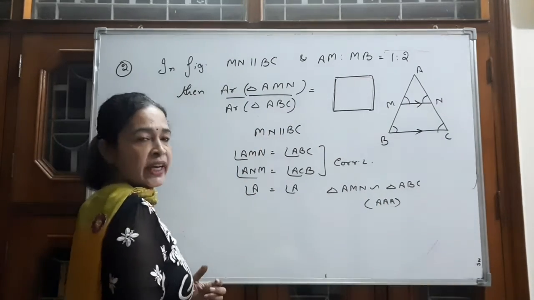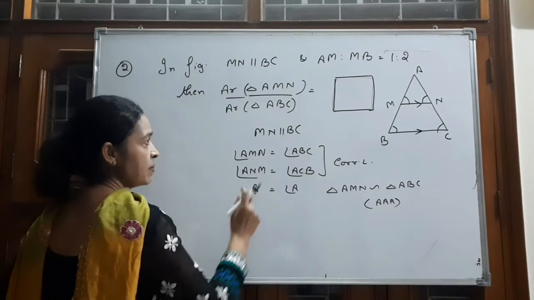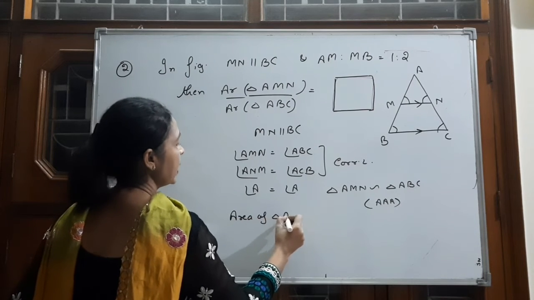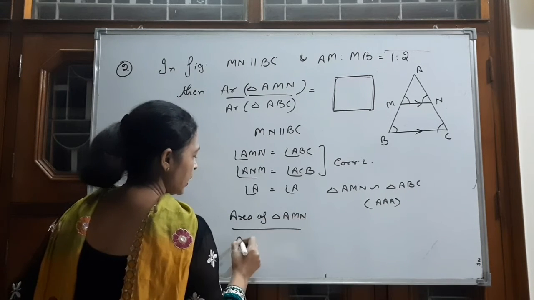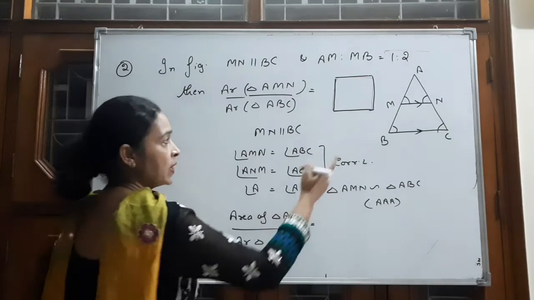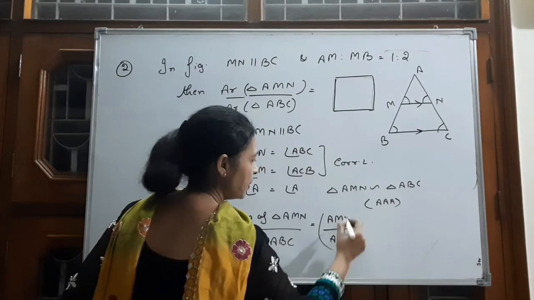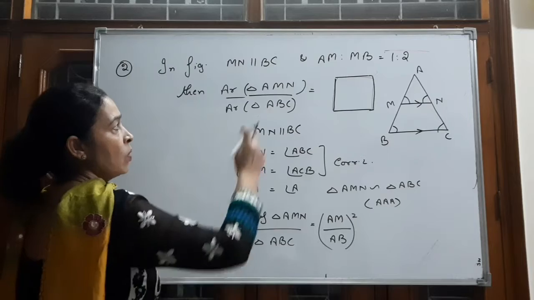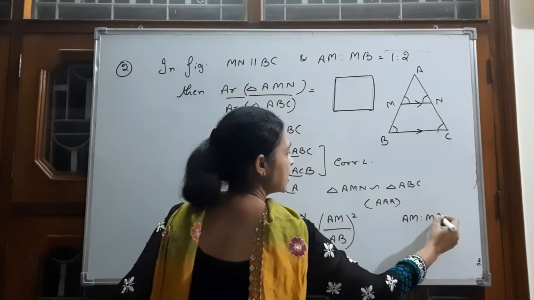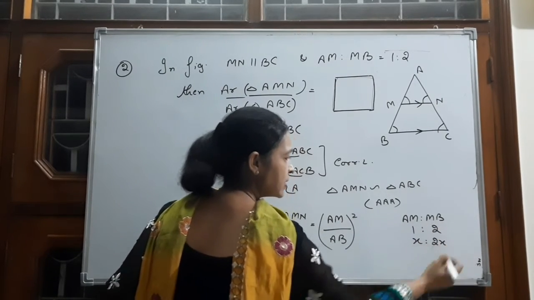Now, as per the area ratio theorem, if two triangles are similar, then the ratio of their areas, area of triangle AMN upon area of triangle ABC, will be equal to the square of the ratio of corresponding sides, AM upon AB whole square. Now, what is given? Ratio of AM and MB is given 1:2. Let AM be X and MB be 2X.